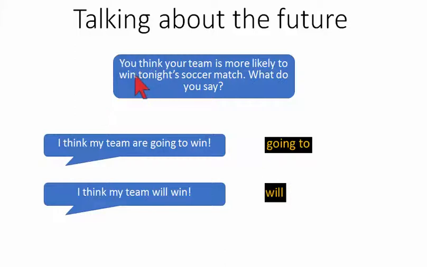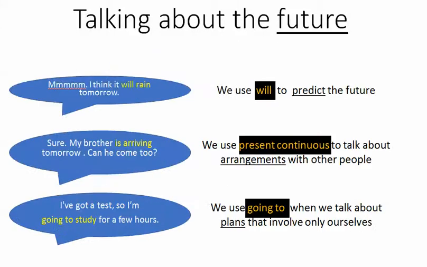This time you're looking into the future and you are not sure what will happen. You think your team is more likely to win, but you don't know. So you're looking into the future and you're predicting. So will: I think my team will win. And that's it. To go back to the overview, try and remember these three ways of using future tenses: will, present continuous, and going to. Predicting, arrangements, and plans.